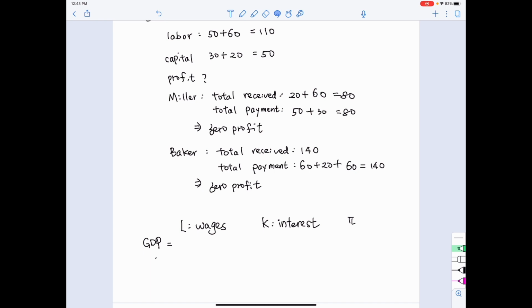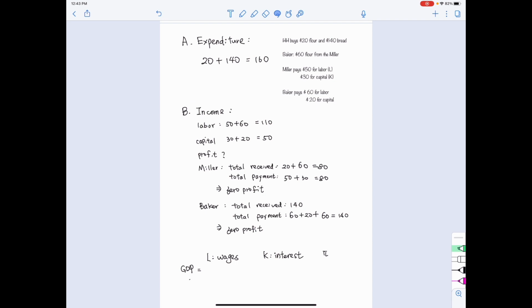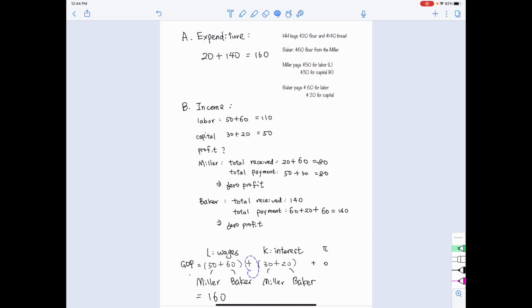It turned out that the meter pays $50 for labor, and then the baker pays $60 for the labor, so it adds up to be 110. For interest, that is the payment for capital, the meter pays the $30 for capital, and then the baker pays $20 for capital. Therefore, it adds up to be $50. Finally, for this case, the meter and baker both make zero profit. Therefore, we add up 110 plus 50, so the total GDP equals 160 in this case.